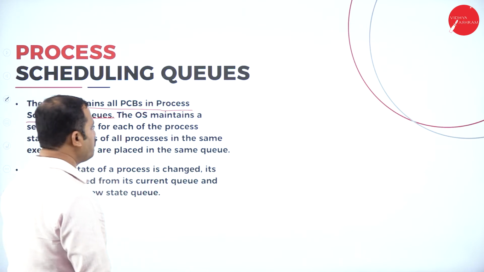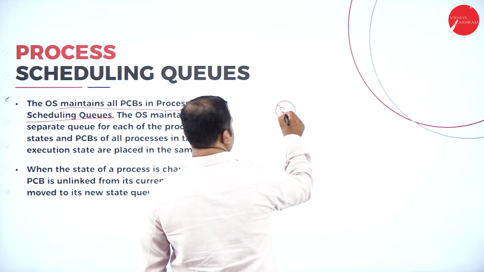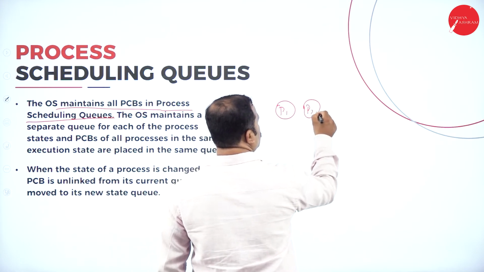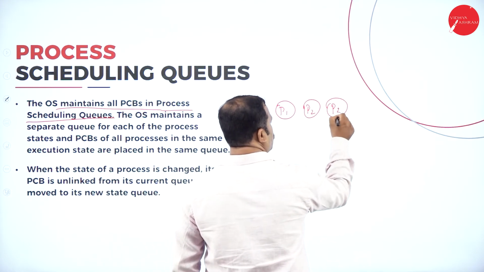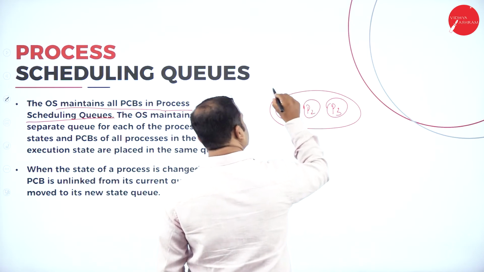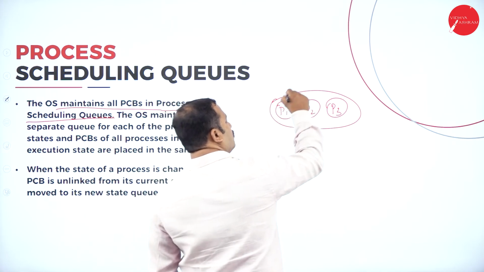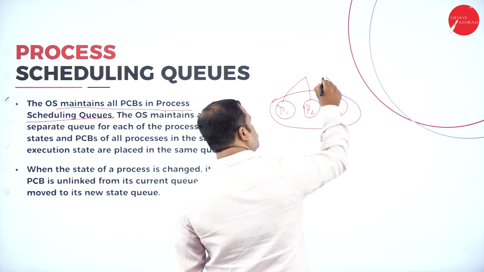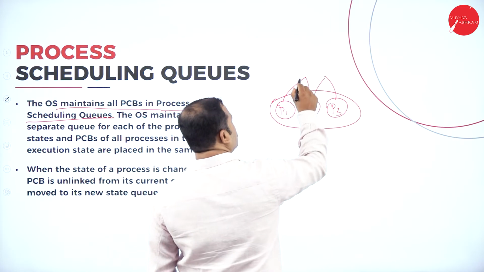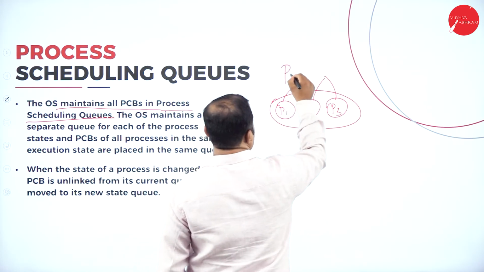What is the meaning of process scheduling queues? That means which process is to be executed next is scheduled by the schedulers. So we will call these process schedulers. The schedulers are the ones responsible for scheduling or associating each of these processes to many of the resources. That's why we call it process scheduling.